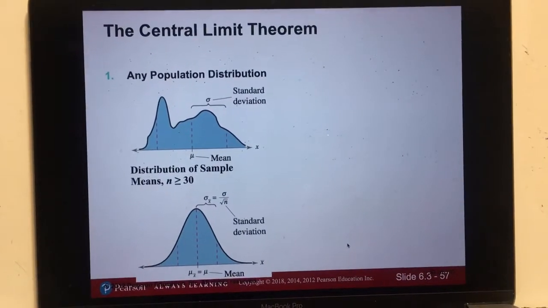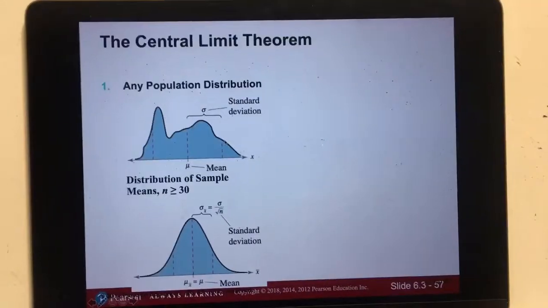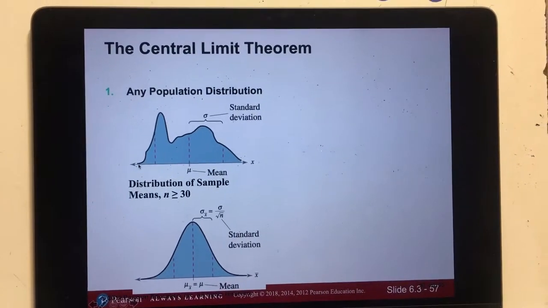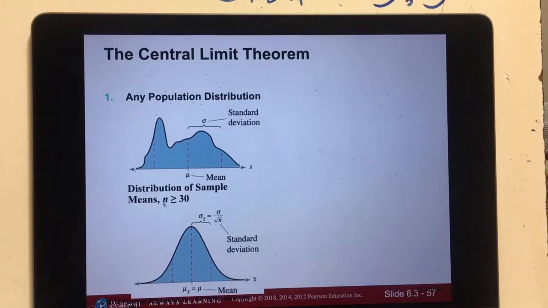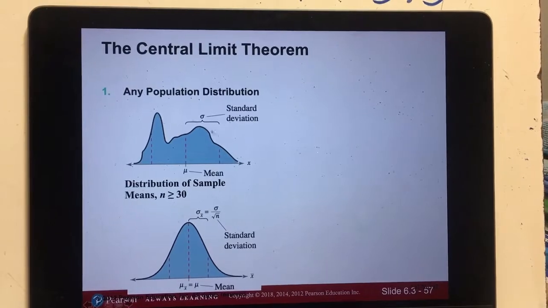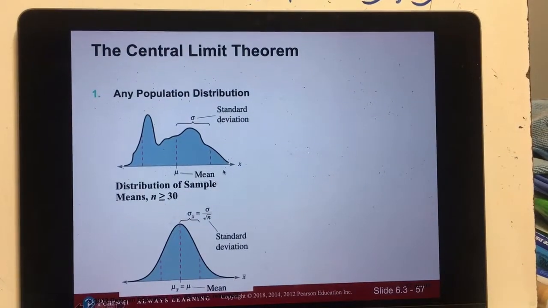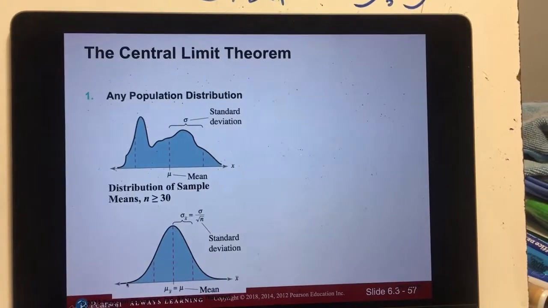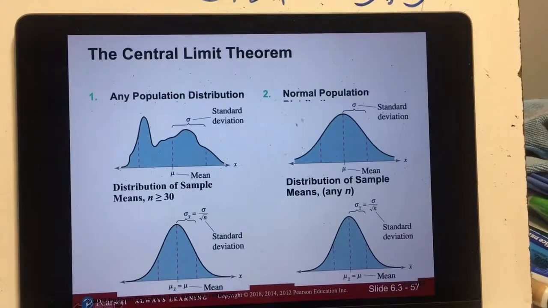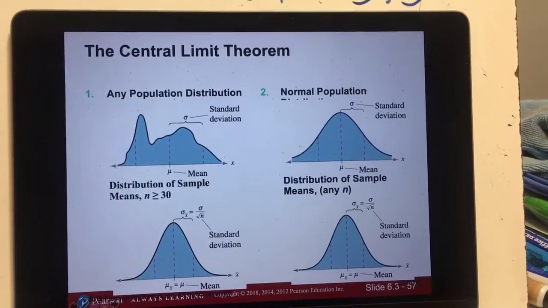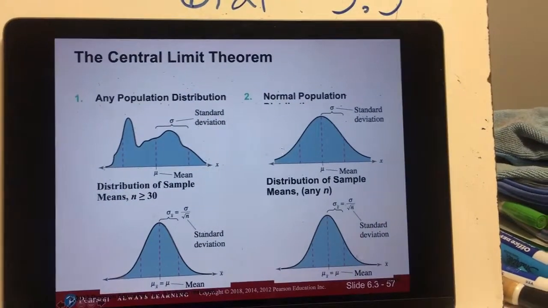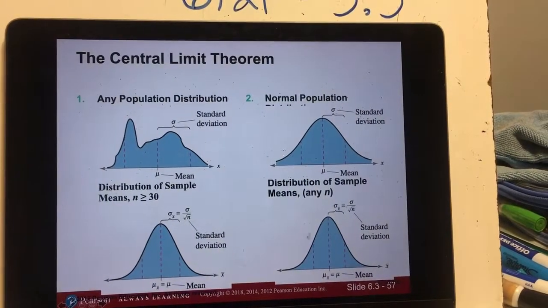So, recap of the central limit theorem. If we have any population, this one is definitely not normal, but we have sample sizes greater than or equal to 30, then we can apply the central limit theorem. Let me go to the next slide. If we start with a normal population, then we can have any size of samples, and we will still have the ability to apply the central limit theorem.